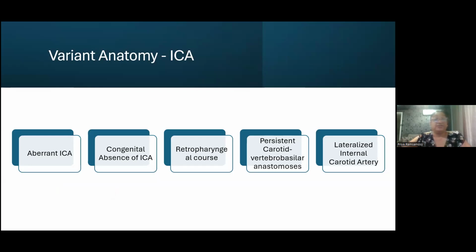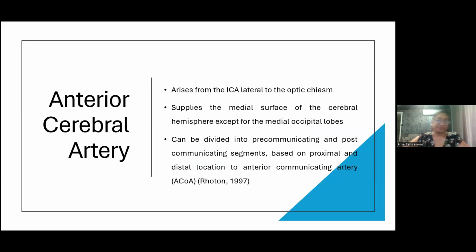You can also find a retropharyngeal course of your ICA, and it tends to be termed kissing carotids, referring to the tortuous and elongated carotid arteries, which would then touch in the midline. You can have persistent carotid-vertebrobasilar anastomosis, and you can have a lateralized internal carotid artery. A lateralized internal carotid artery is an anatomical variant of the petrous portion of the ICA, where, particularly on CT, you're going to see a more posterior lateral entrance to the skull base and protrusion.